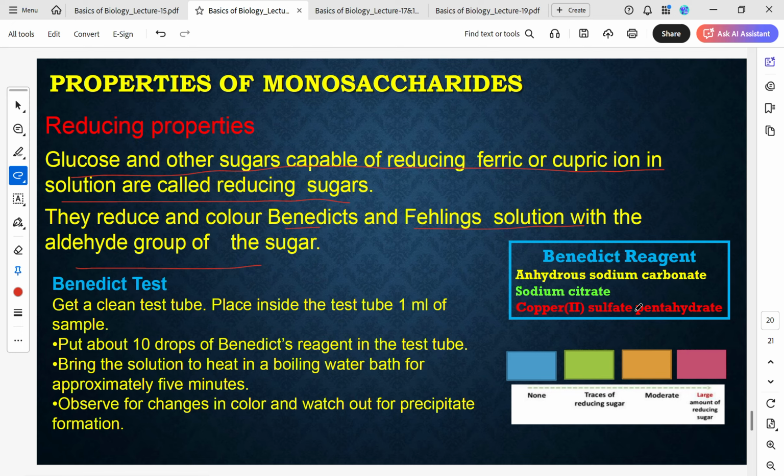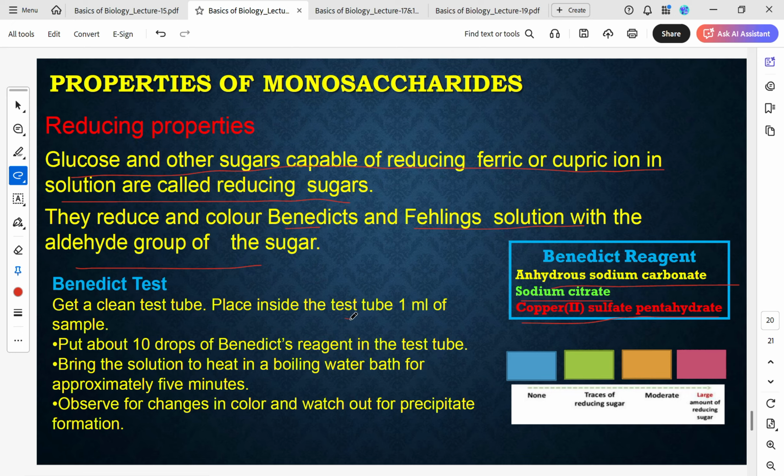Coming to Benedict's reagent, which is a combination of anhydrous sodium carbonate, sodium citrate, and copper sulfate pentahydrate. So, addition of the Benedict reagent to a solution containing any reducing sugar will give us an idea of how much sugar is present in that solution.